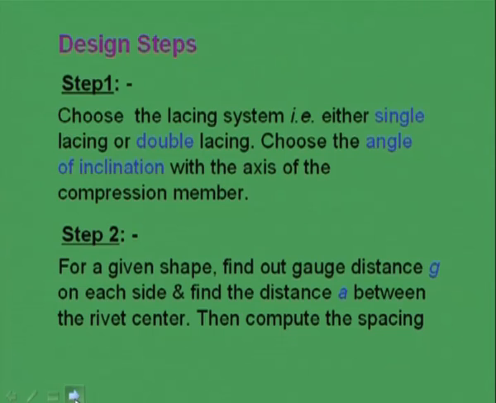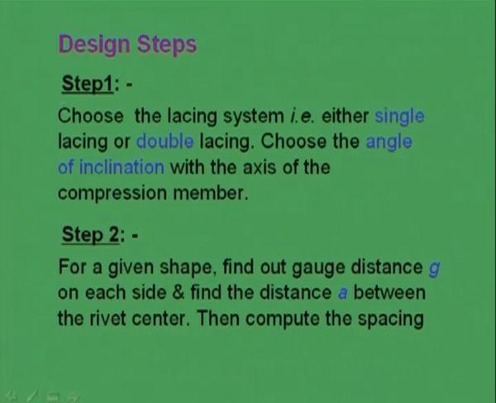So, in the last lecture we discussed design steps. Those steps I would like to remind again, because these steps will be required for working out the example. First, what step are we making? Choose the lacing system. That means whether it is a single lacing or double lacing, we will choose first. Then we will choose the angle of inclination with the axis of the compression member.